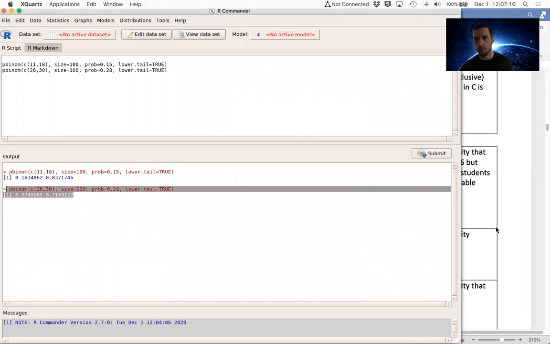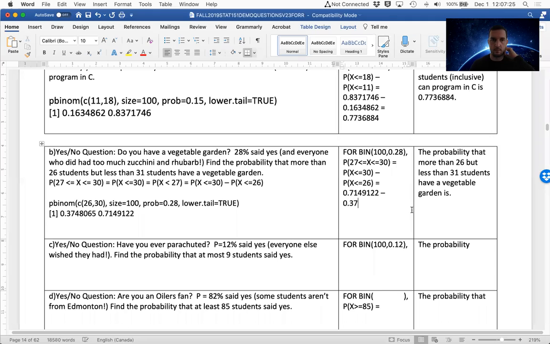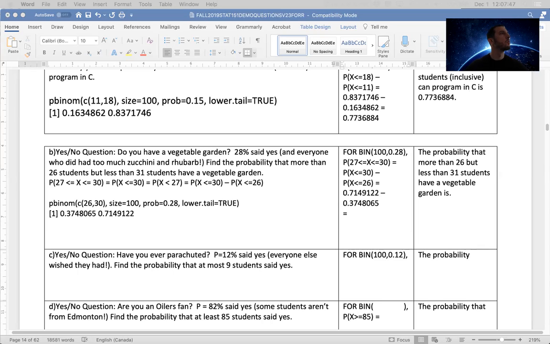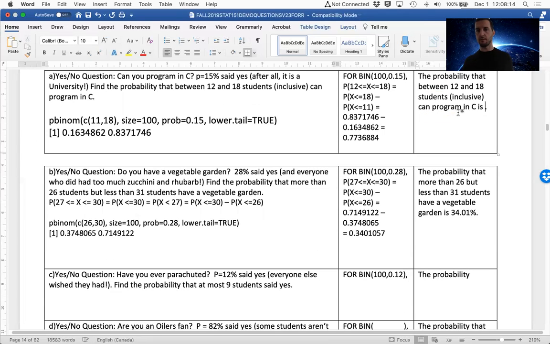All right, and we end up with the following. And then you can see here that we're going to have this minus, okay, and then that gives us 0.3401, so roughly 34.01%.